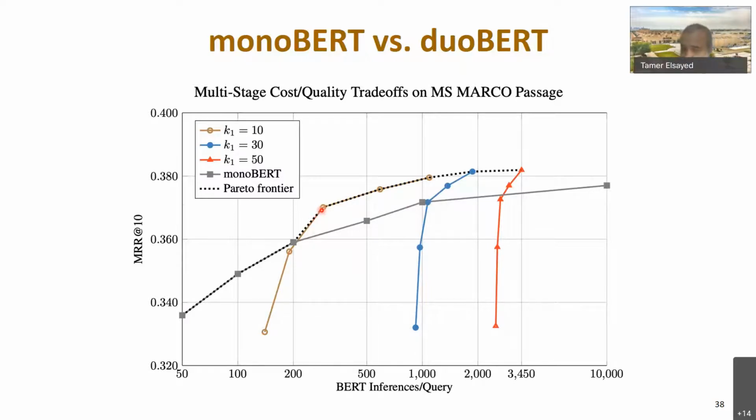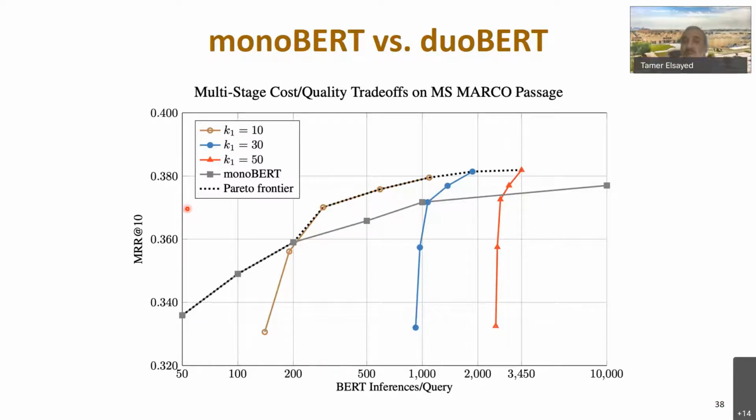Did you get my point now? That you can optimize by using these two parameters, how many documents passed to mono BERT and how many documents passed to duo BERT, to get better performance. Here, for this example, we got the same performance but much better efficiency, right? The cost here is something like 250 or something. The cost here is more than 1000. So it's a very clear improvement in terms of efficiency with the same effectiveness.